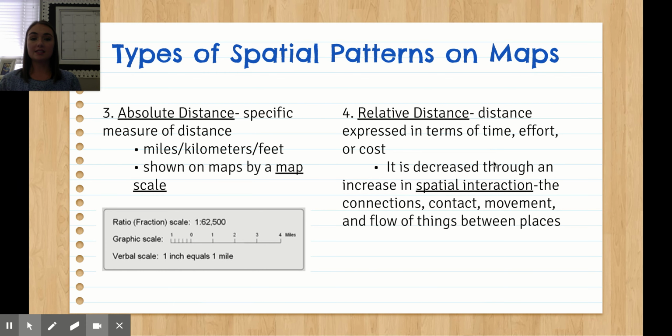But the relative distance is decreased through an increase in spatial interaction. Now, I want you to really get that in your head. Relative distance is decreased through an increase in spatial interaction. Now, what the heck is spatial interaction? Spatial interaction is the connections, contact, movement, and flow of things between places. So how much information or contact is happening between two places.